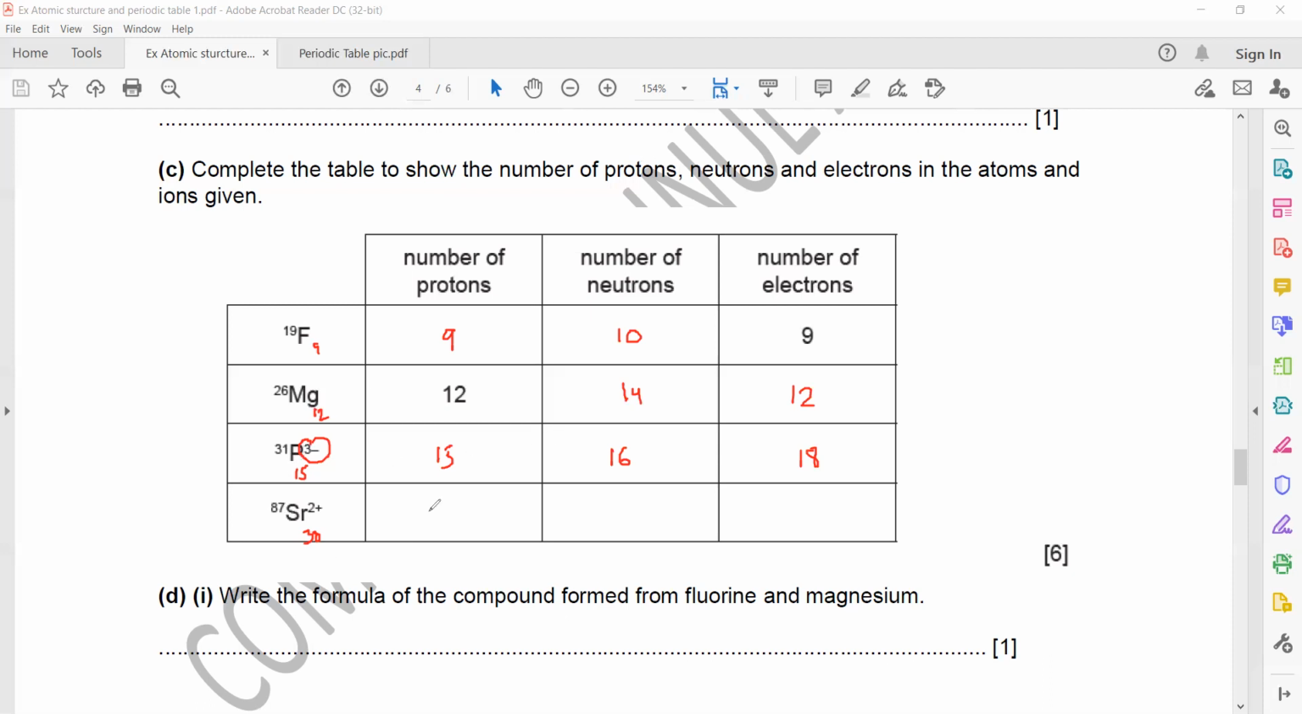And for strontium, the atomic number is 38. Then the number of neutrons, how to get it? Subtract the two. So it is 87 minus 38, which will give 49. And for the number of electrons, it's written that it is having a plus 2 charge. So plus 2 charge means it is having 2 extra protons than electrons. A positive charge means protons are more. So it should be 36. Is it clear, this table?